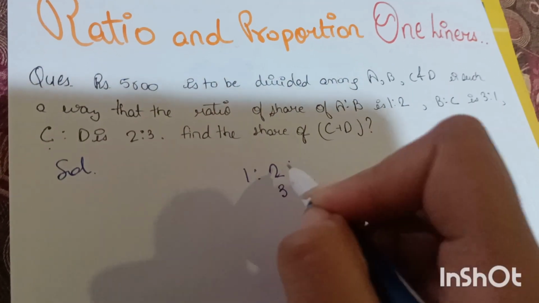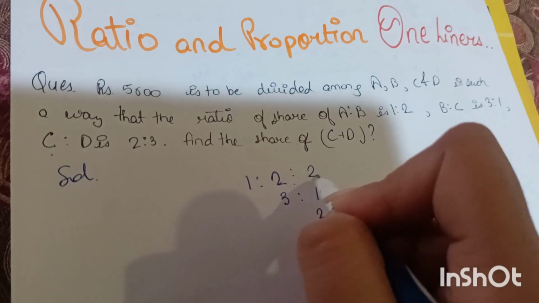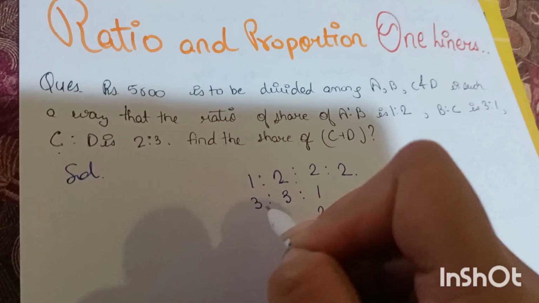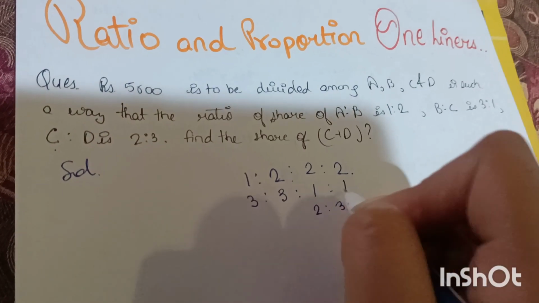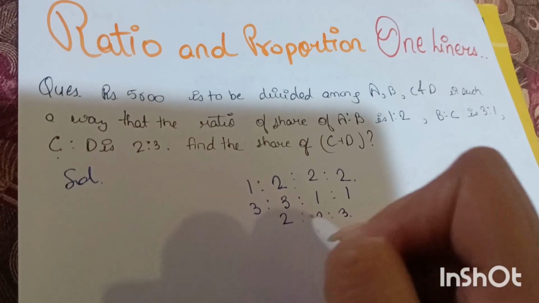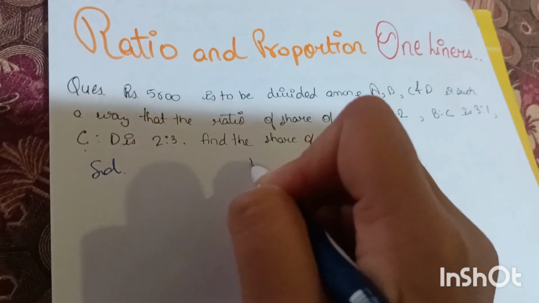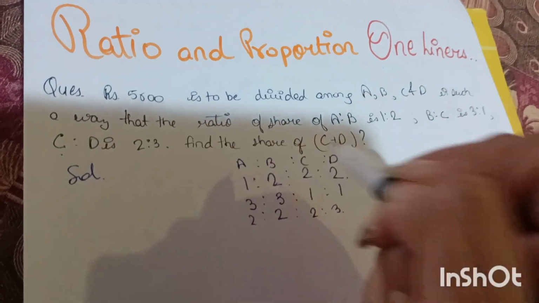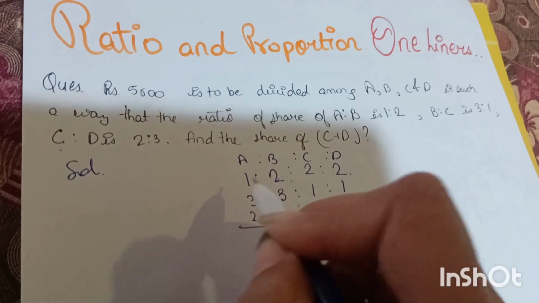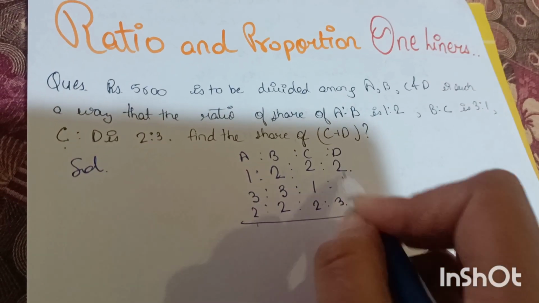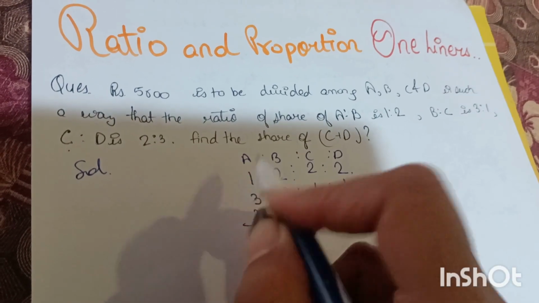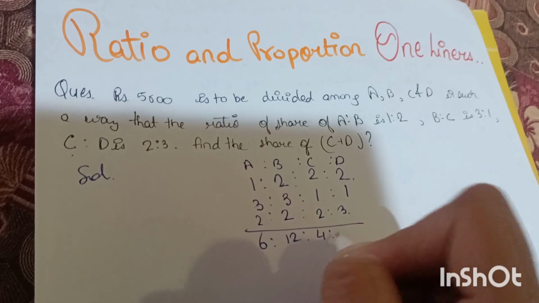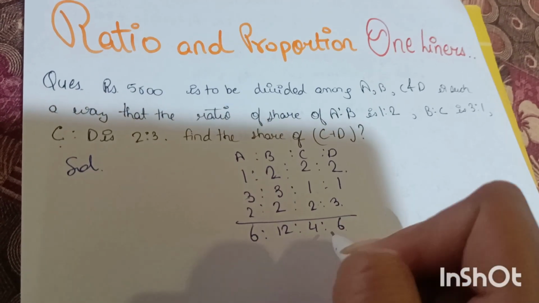Now for this you can do it like this. In the gap space, you have to write 2 over here and 2 over here. Over here you have to write 3, and over here 1, and over here you will write 2. So you will get the A, B, C and D ratio. Now you have to multiply this and this: 3 into 2 is 6, 6 into 1 is 6, so we have 12, you'll get 4, you'll get 6. So these are the ratios.